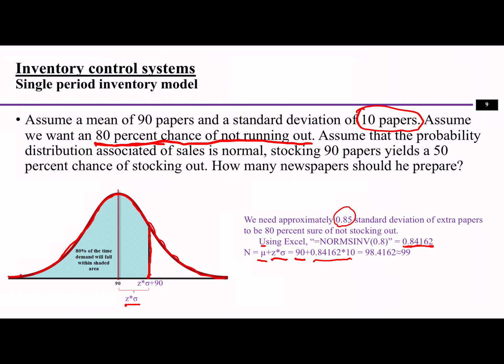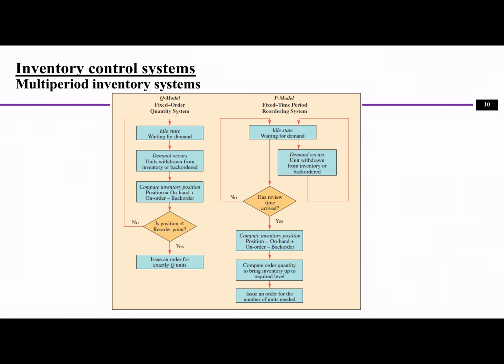right? Not running out. If he only prepares 90 newspapers, he will have how much chance? 50% chance, right? 50% chance of not running out. All right.